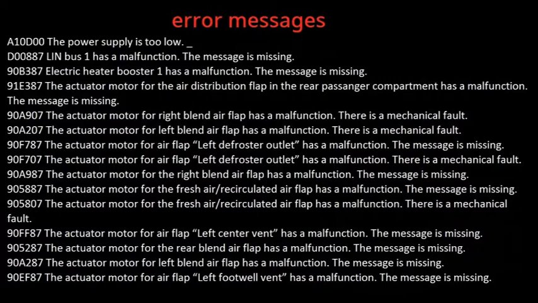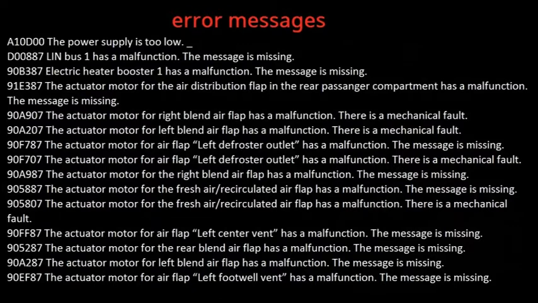90F787: The actuator motor for the air flap left defroster outlet has a malfunction. The message is missing. 90F707: The actuator motor for the air flap left defroster outlet has a malfunction. There is a mechanical fault. 90A987: The actuator motor for the right blend air flap has a malfunction. The message is missing.